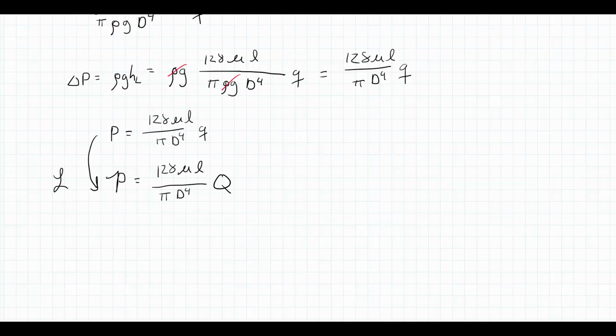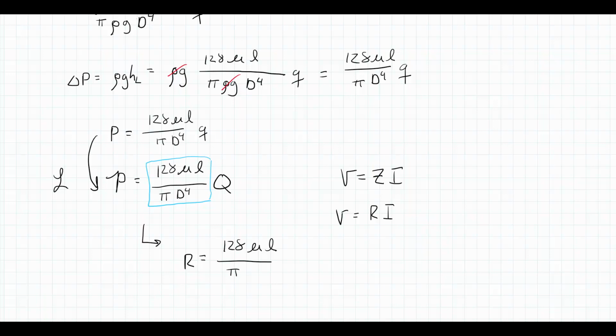Now I'm looking for that electrical analog. I have that in the electrical world, V equals Z times I. What does this look like? Well, I have no s terms. This is going to look like Ohm's law, V equals R times I, with no s's. So if I look at what I have going on here, this constant in front of the Q is going to be my equivalent R. So R is 128 mu L over pi d to the 4th. So that is the wall resistance, the equivalent resistance through a length of pipe.